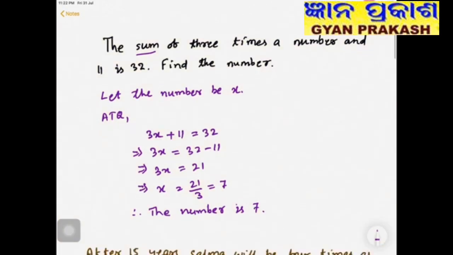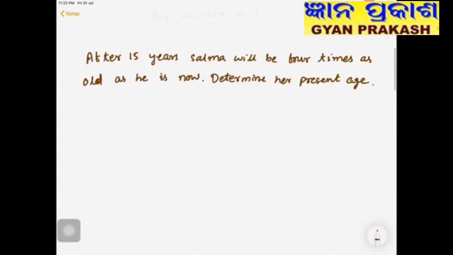Now let us take another example. After 15 years, Salma will be 4 times as old as she is now. Determine her present age. We have to determine her present age. So let Salma's present age be x.